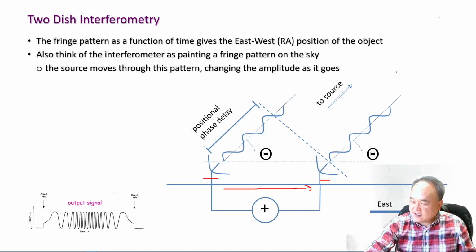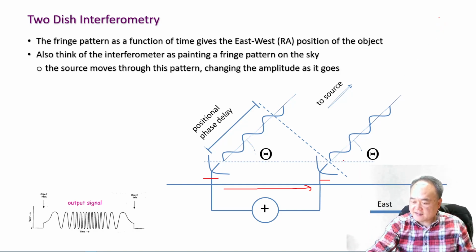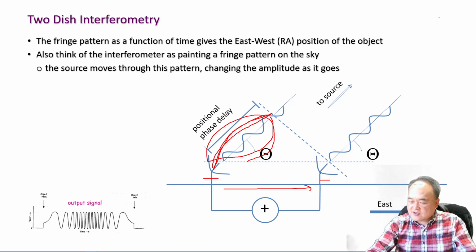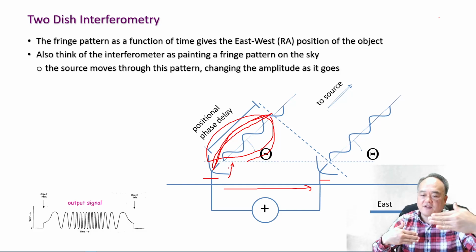the incoming wave from the source is perfectly in phase. Okay, but because of the path length difference to reach the second telescope, when you mix the signals together from the two telescopes, there's a phase difference, and this phase difference is what causes the interference pattern.